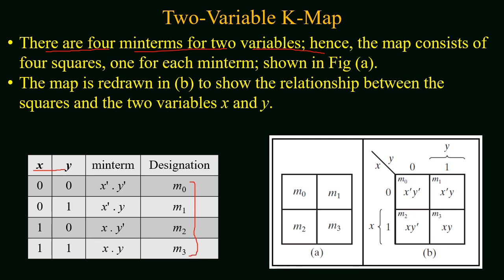Now the map for two variables will consist of four squares and each square will represent a single minterm as shown in figure A. Now the map is redrawn to show the relationship between squares and the variables x and y in figure B. In figure A, we have a kmap with four squares and the minterms are m0 and m1 in the first row and m2 and m3 in the second row.